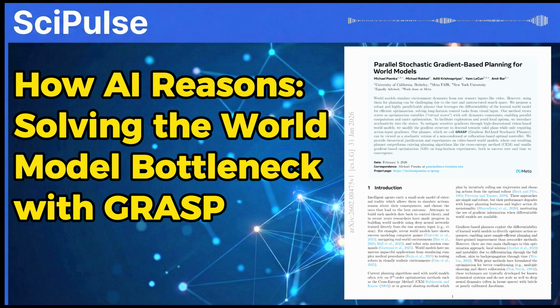At the beginning, these dots might be totally disconnected. Step 10 might show the robot in the kitchen, and step 11 shows the robot on the moon. Teleportation. Right. There is a dynamics violation. The laws of physics are broken, but the algorithm accepts that. It says, okay, this is a rough sketch. Now let's optimize everything simultaneously to make the physics fit. So instead of a chain reaction, it's a parallel refinement.